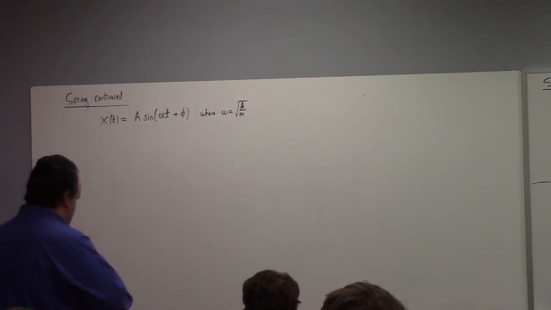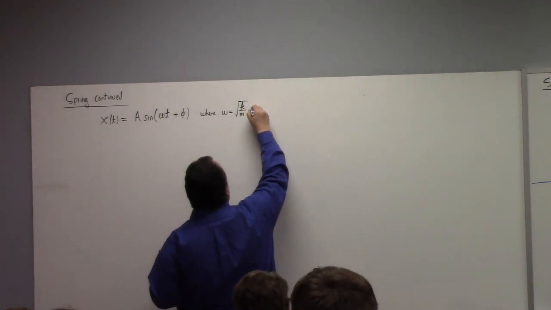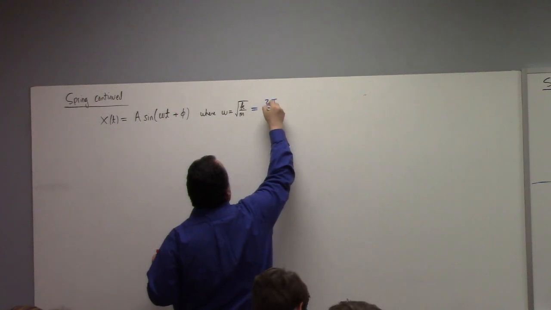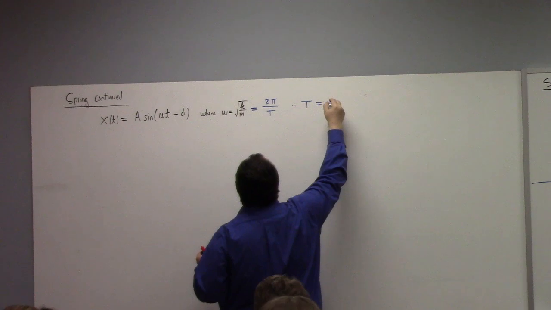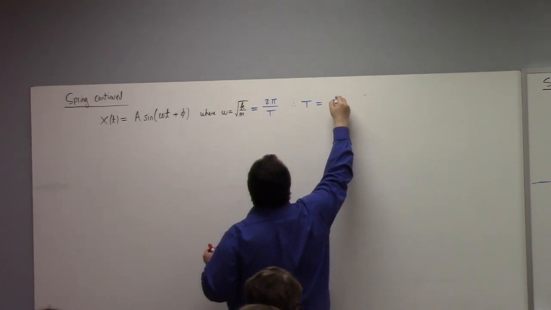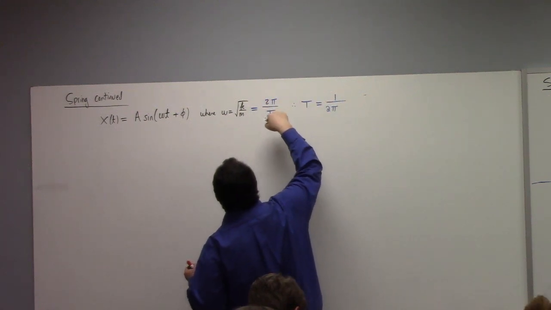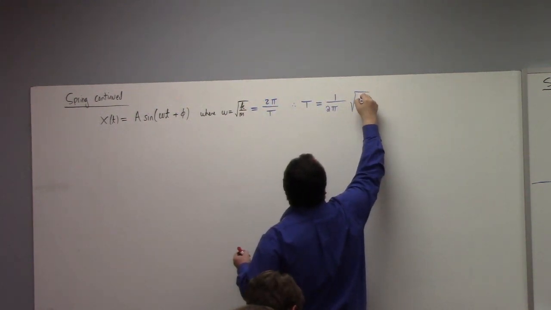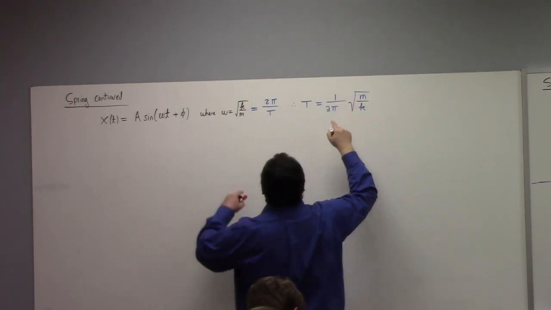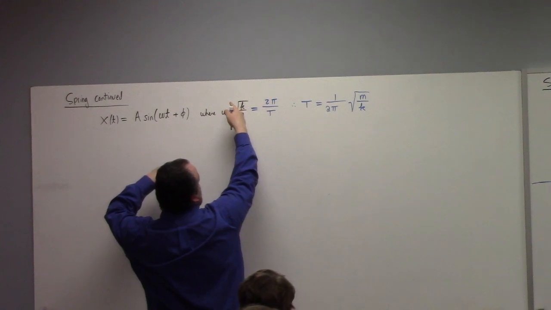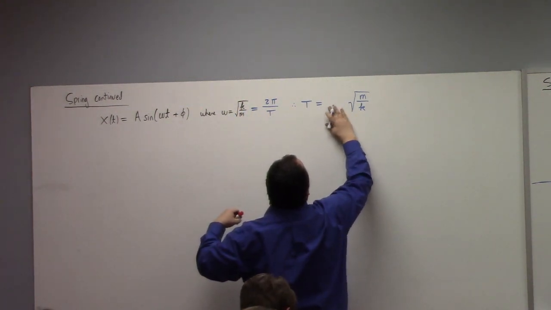So this omega is angular frequency. So what that means is it's equal to 2 pi over the period. So the period of the spring motion is equal to 1 over 2 pi, let's see here, square root of m over k, I believe, if I did the math correctly. Does that make sense? So I'm putting t over there. Oh, good grief. Let's try that again.